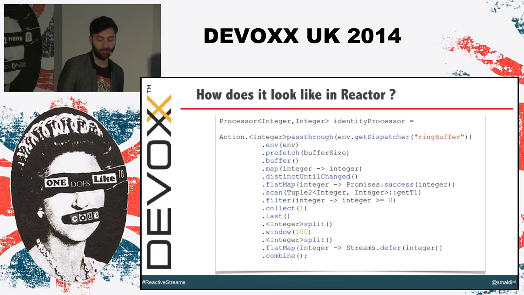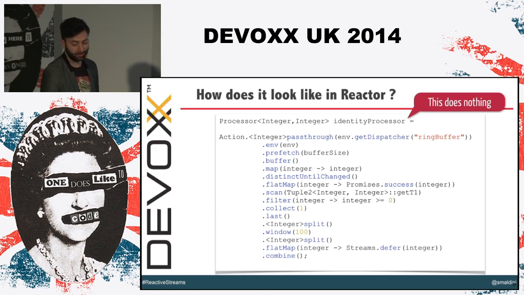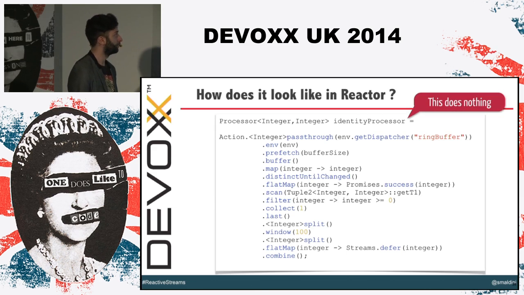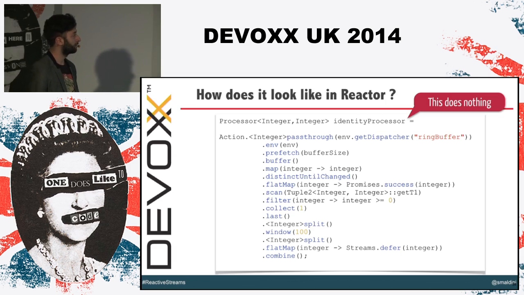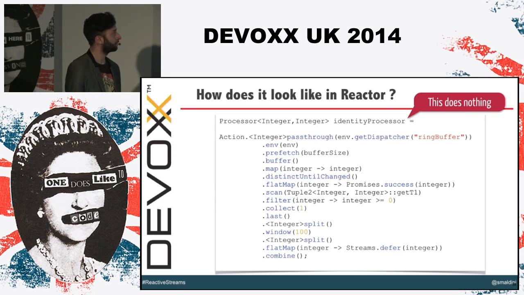And concretely in Reactor, it could look like that, but this operation does nothing if you look at it. Mathematically, it does nothing. In fact, it creates a processor. Remember, a processor is a subscriber and a publisher. And it creates a subscriber and publisher that does nothing, because the first thing it does is doing nothing. Pass-through action is a no-op operation.